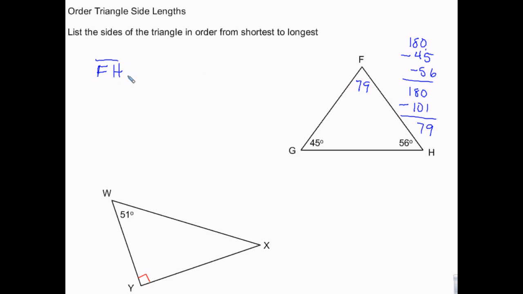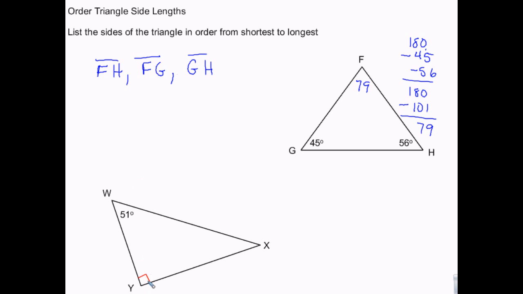I don't get what you just did. I found the missing angle. Yeah, but you subtracted 45. I added 45 and 56 together to get 101. So I did 180 minus 101. Oh, okay. Yeah. And then 56 is next, so that makes FG. And then GH.